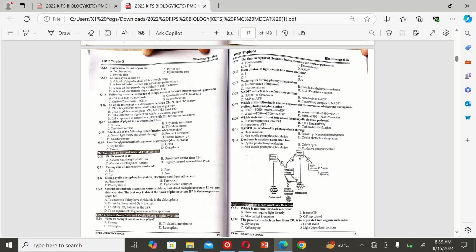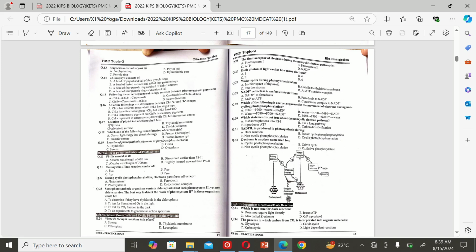The next MCQ is: all of the following are differences between chlorophyll a and b except A. Chlorophyll a has different types while chlorophyll b has a single type. B. Chlorophyll a has functional group CH3 but chlorophyll b has CHO. C. Chlorophyll a is a necessary pigment, but chlorophyll b is an accessory pigment. And D. Chlorophyll a is present in the antenna complex, while chlorophyll b is in the reaction center. So the correct option is D.